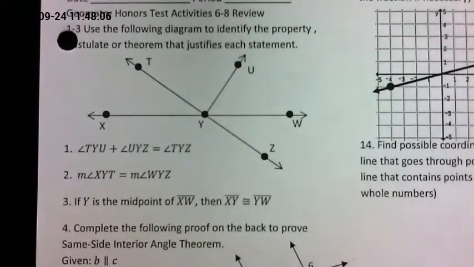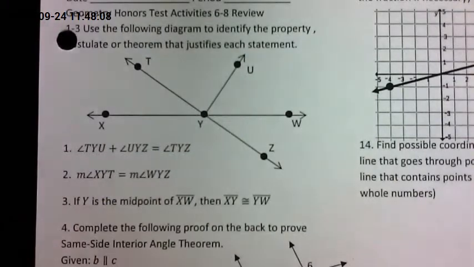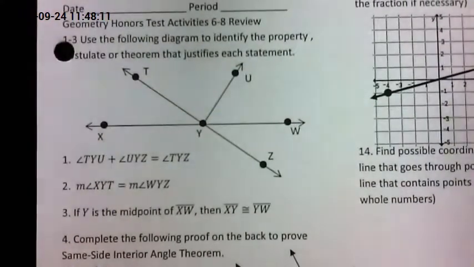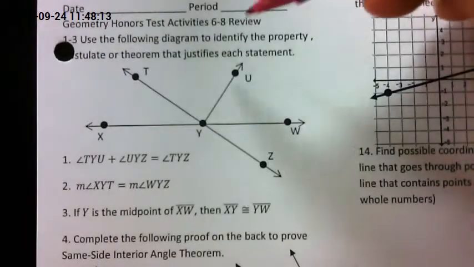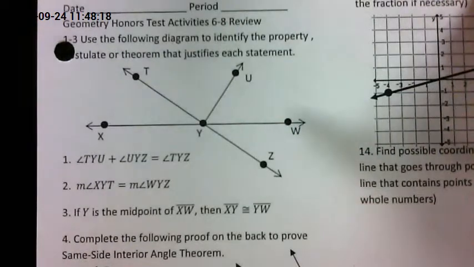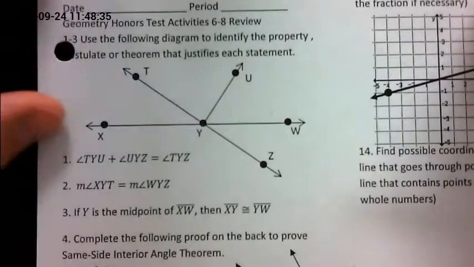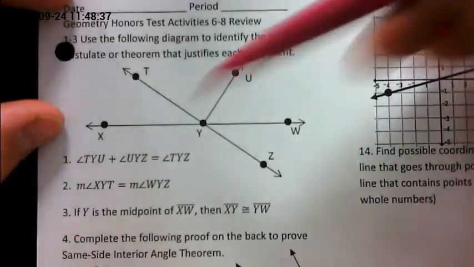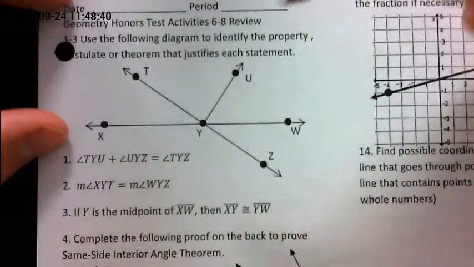Alright, so on the review from Friday, on questions 1 through 3, we're using the following diagram to identify what property, postulate, or theorem justifies a statement. You could also have a definition. So again, things that you can use to justify as reasons: properties, postulates, proven theorems, definitions, and given. Those are the 5 things. Now you can't use given when it's saying justify here, so it's only one of the 4.